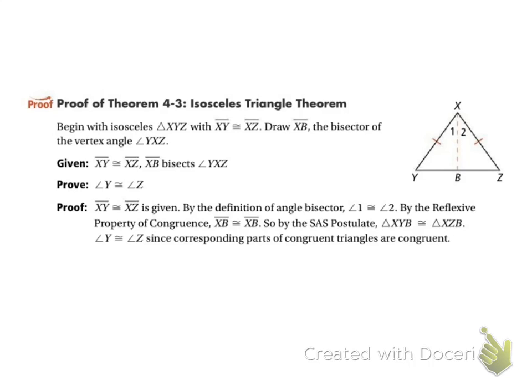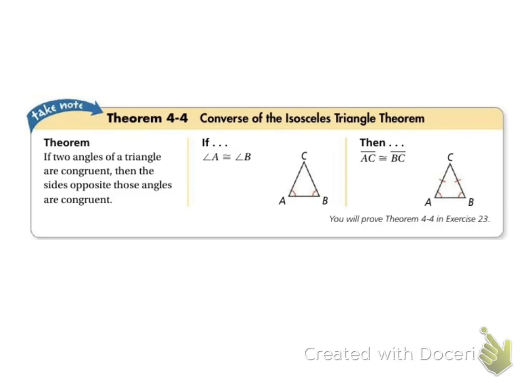Well, by the definition of bisector, I can say that angle 1 is congruent to angle 2. Then by reflexive, I can say that XB is congruent to XB. So then I can say that the triangles are congruent by SAS. Then, once I've said that the triangles are congruent, I can say that a corresponding part is congruent by CPCTC: corresponding parts of congruent triangles are congruent. Okay, we also have the converse of the isosceles triangle theorem, which says if the base angles are congruent, then the legs are congruent.